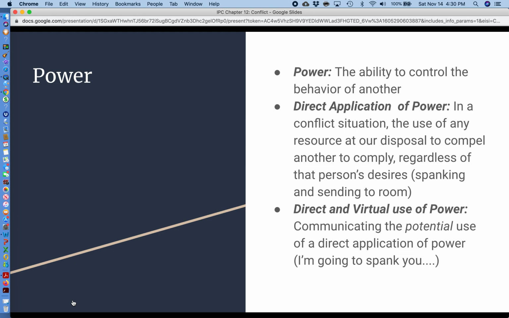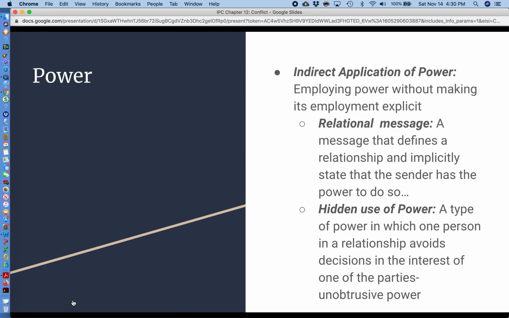Now, we could also talk about direct and virtual uses of power. With the direct and virtual use, this is where you communicate the potential use of a direct application of power. This is where you tell your kid, instead of just spanking them, I'm going to spank you if you don't clean up your room. Right? So this is more the threat of a potential use than the actual use of power.